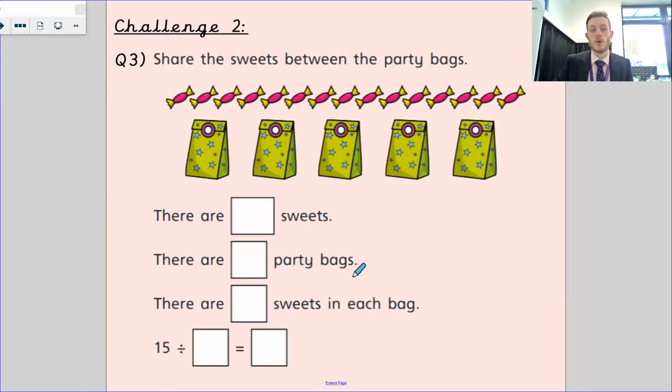Right, challenge 2. Share the sweets between the party bags. These are all your sweets here. These are how many party bags you've got. How many sweets, how many party bags, how many sweets in each bag. And this is your number sentence.